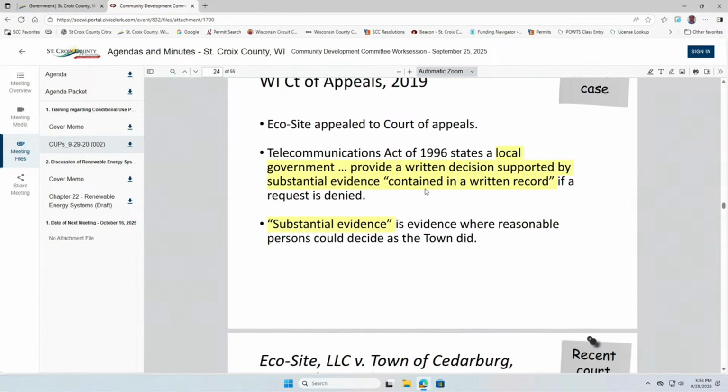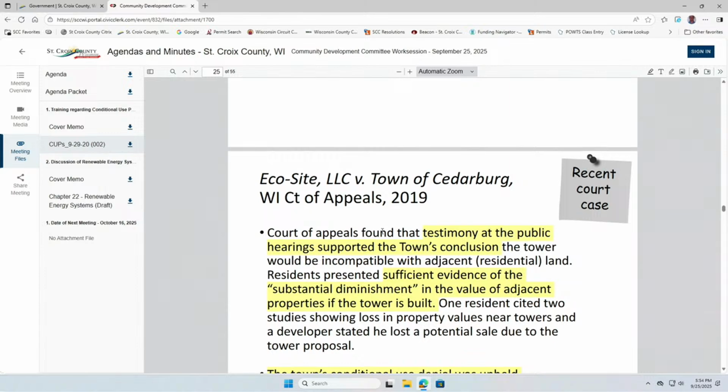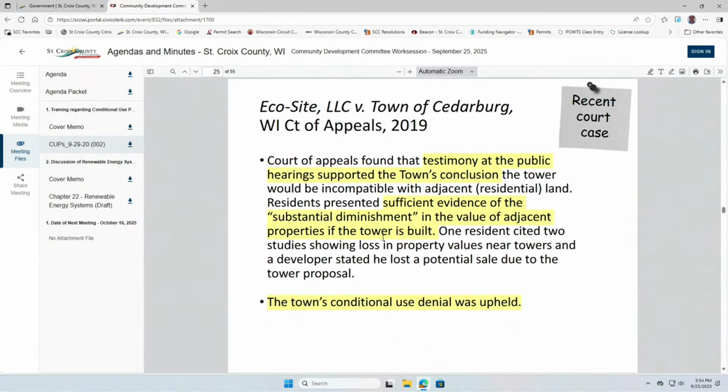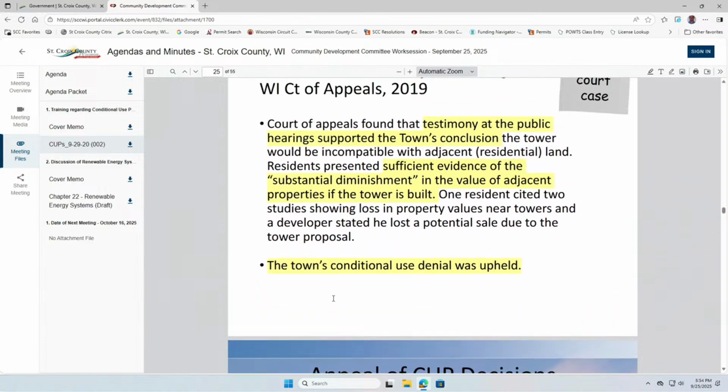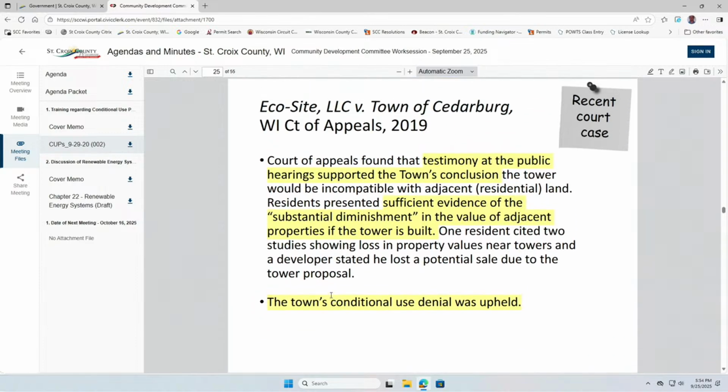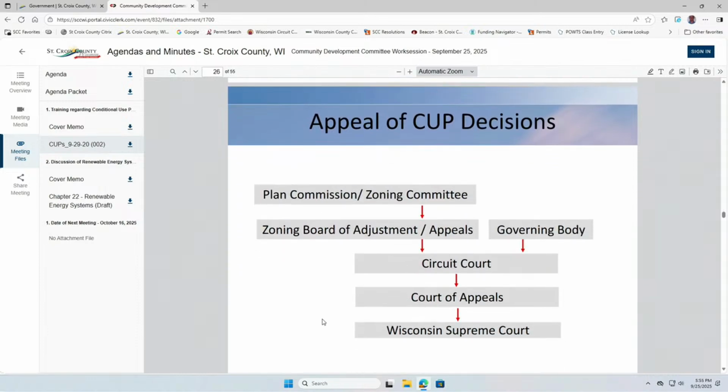And basically the substantial evidence here. So the Court of Appeals found that the testimony at the hearing supported the town's conclusion the tower would be incompatible with the adjacent land and that they would suffer substantial diminishment of property value in adjacent properties. And so the town's CUP denial was upheld. So that's similar to rezoning, in that we're always considering the adjacent properties and what they're being used for. So that's always something that you can fall back on.